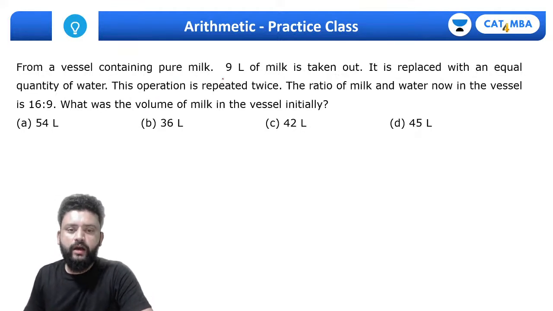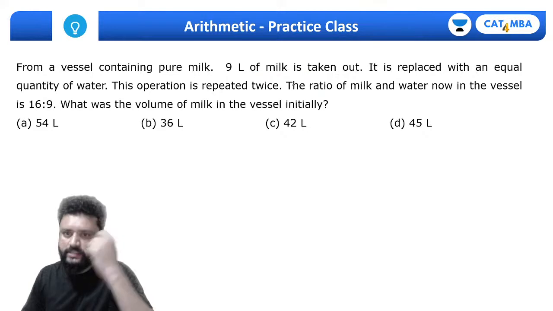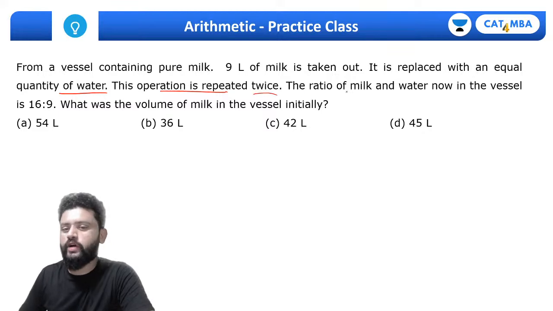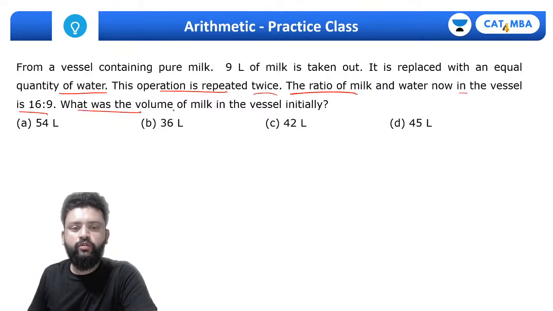From a vessel containing pure milk, 9 liters of milk is taken out and it is replaced with an equal quantity of water. The operation is repeated twice. How many of you remember the formula for this? The ratio of the milk and water now in the vessel is 16:9. What is the volume of the milk in the vessel initially?